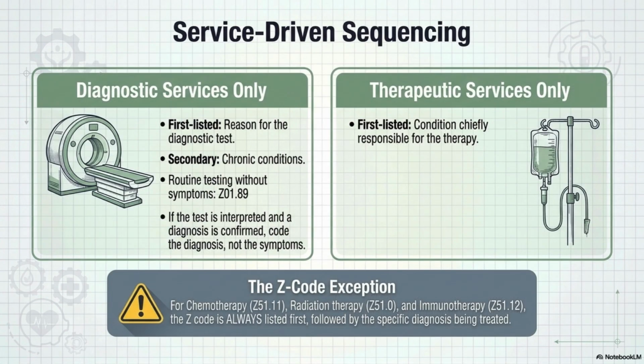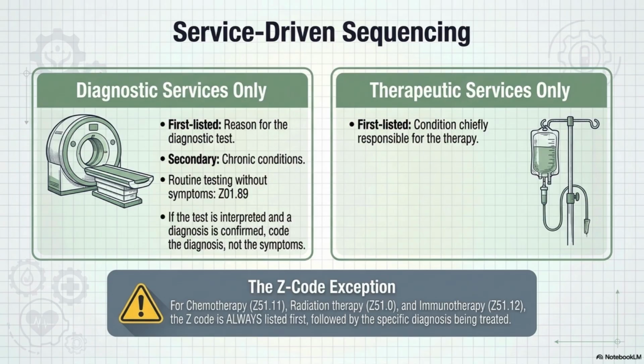For diagnostic-only encounters, the first listed diagnosis is the reason for the test. Chronic conditions can be added as secondary. If the patient has no symptoms and it's just routine testing, use Z01.89. And if the test is interpreted and a diagnosis is confirmed, you code the diagnosis, not the symptoms.